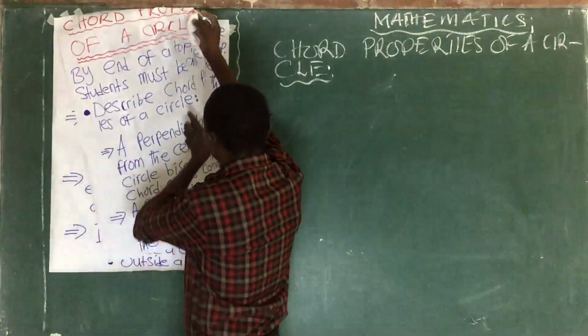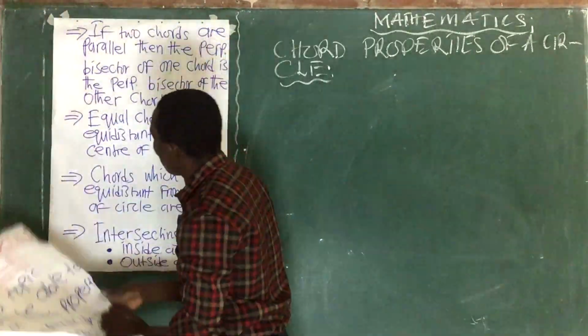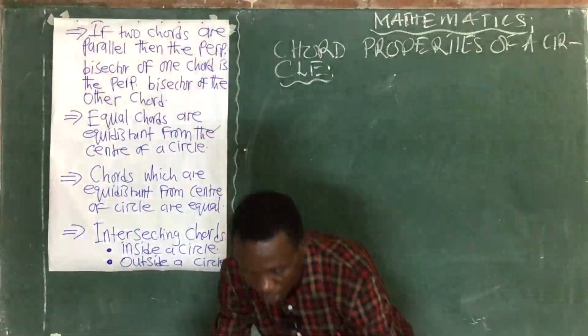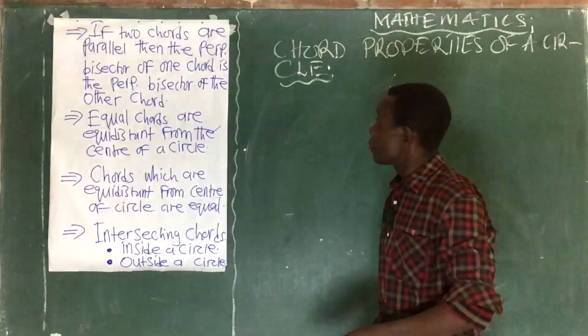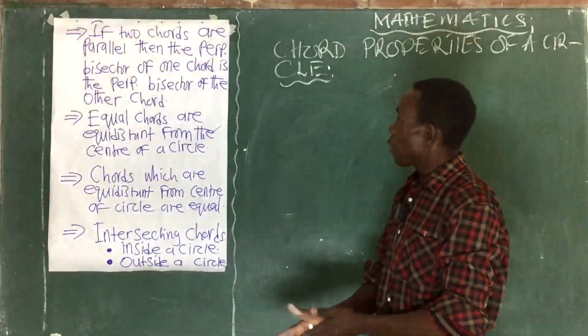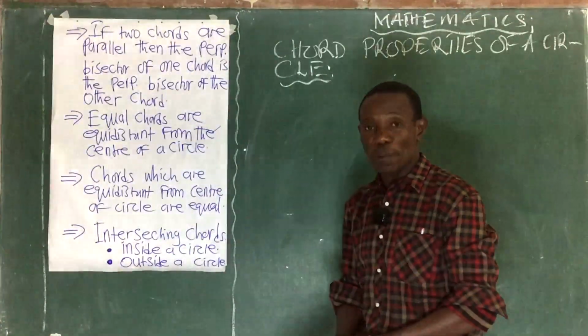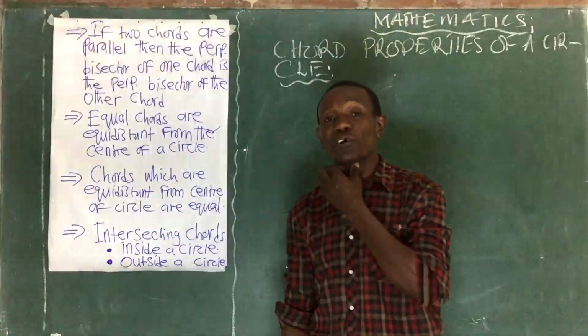The third objective in our discussion is that if two chords are parallel, then the perpendicular bisector of one chord is also the perpendicular bisector of the other chord.